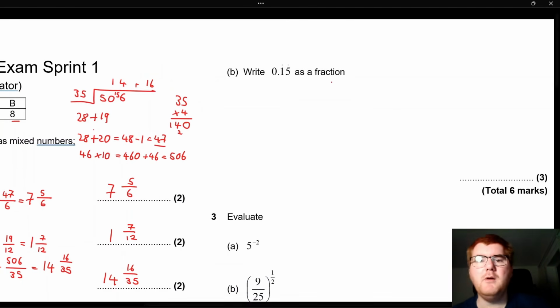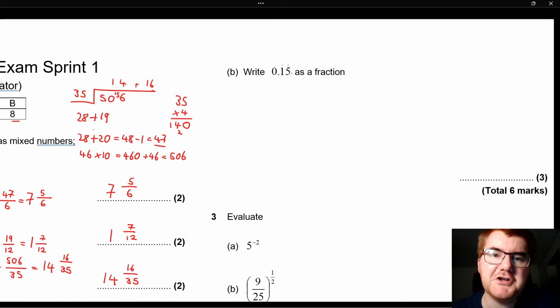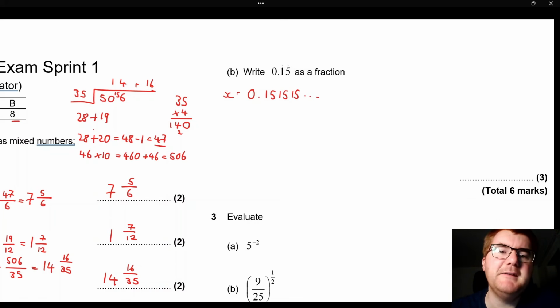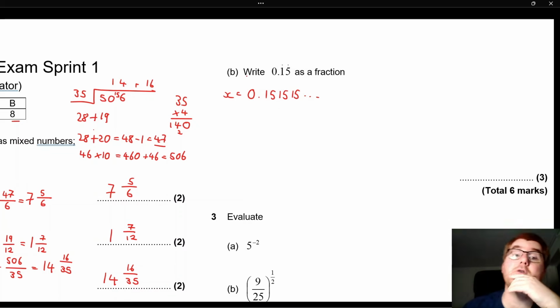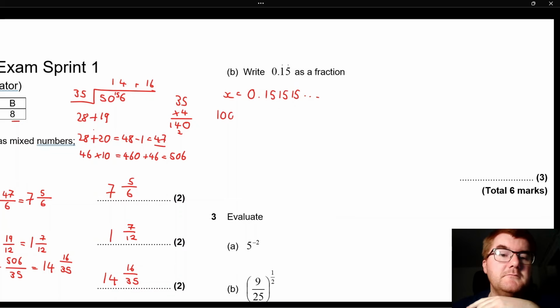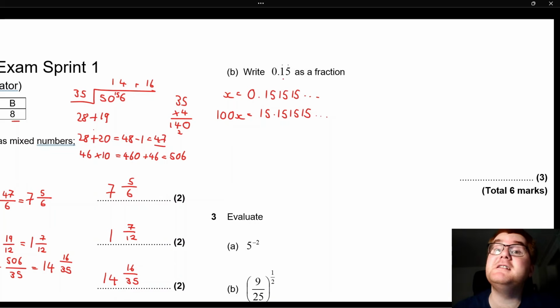So here we've got 0.15 recurring as a fraction. So again, we can approach this in the same way. 0.1515, we call that our x here. In this case, I'm actually going to work out 100x directly. So not 10x, but 100x, because I've got 2 repetitions here. That means then we're going to get 15.1515. Very similar technique. We're going to write the x down below.